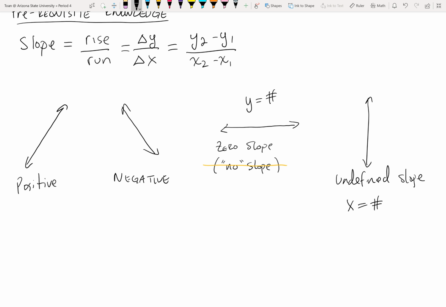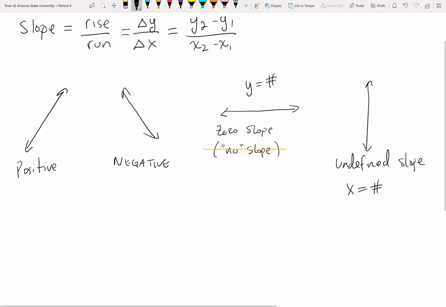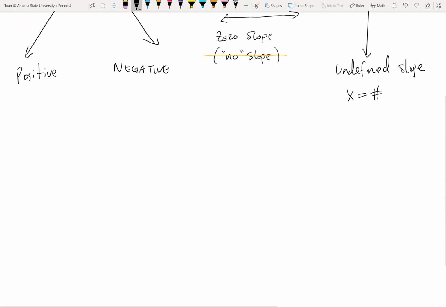If your line is not special, perfectly flat or perfectly vertical, they most likely will come in one of these various forms. There are lots of different ways to write linear equations. We have the tried and true gold standard, slope-intercept form.